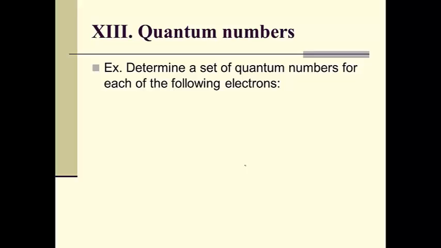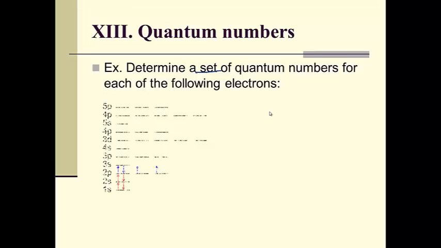Okay, so determine a set of quantum numbers for each of the following electrons. Let's take a look at this first one right here. The first number is the energy level, so it has to be 1. The second number is the type of orbital. It's an s orbital, so l is equal to 0. The third number, the possible values are negative L to positive L. So negative 0 to positive 0, meaning there's only one possible value, 0. And since it's an upspin, let's call it plus 1/2.